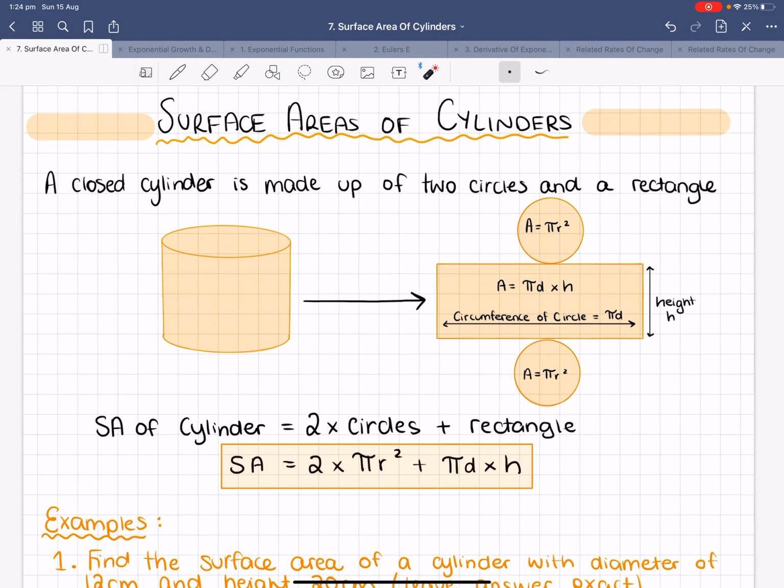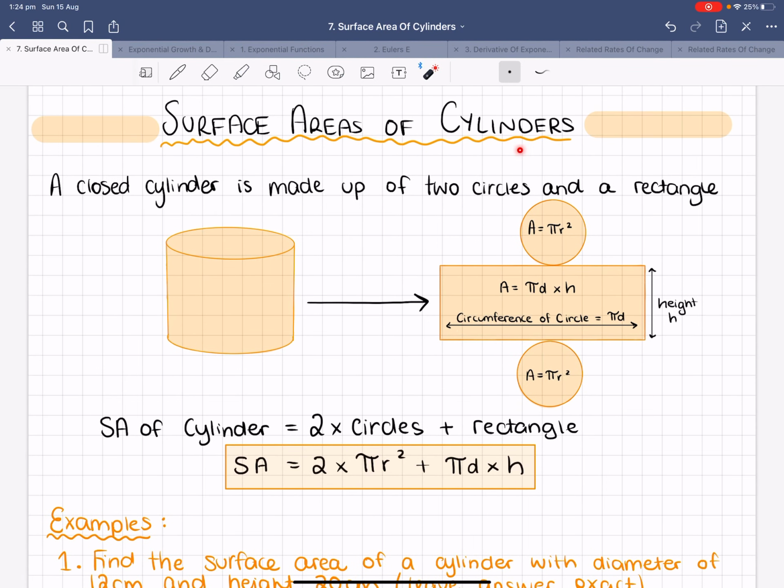Hi guys, so today we are looking at surface areas of cylinders. So if we've got a closed cylinder that looks like this, think of like a Pringles can or something, it's made up of two circles and a rectangle. So you can see the net is these two circles joined by this rectangle. Imagine that it all kind of folds up together.